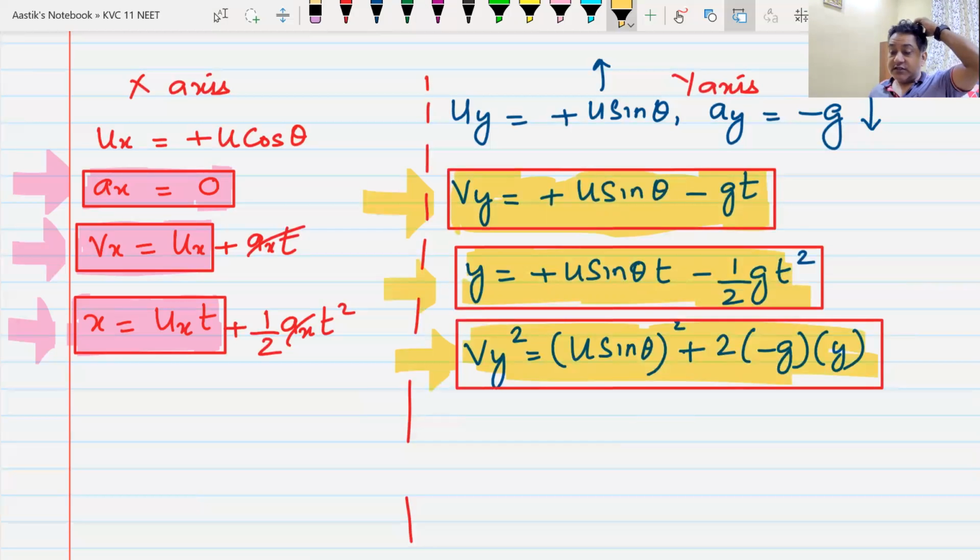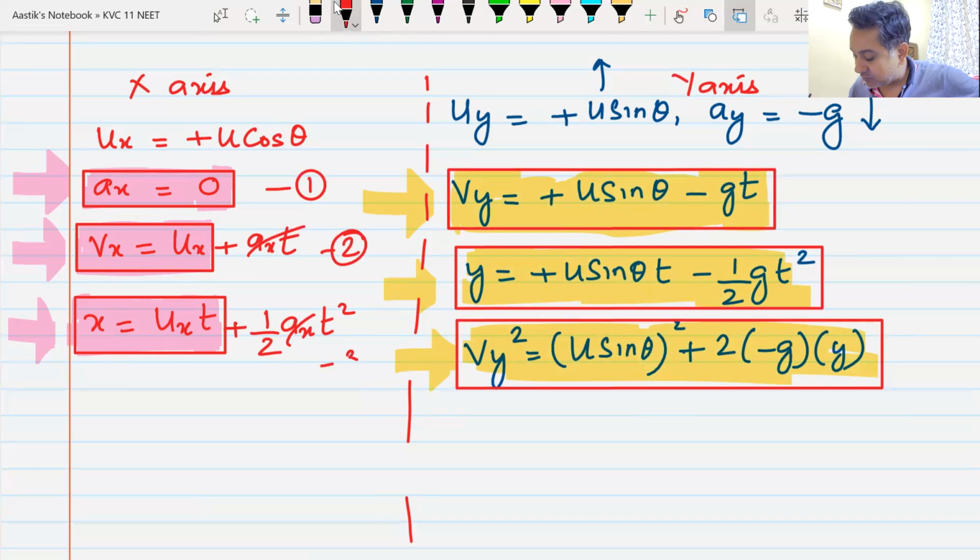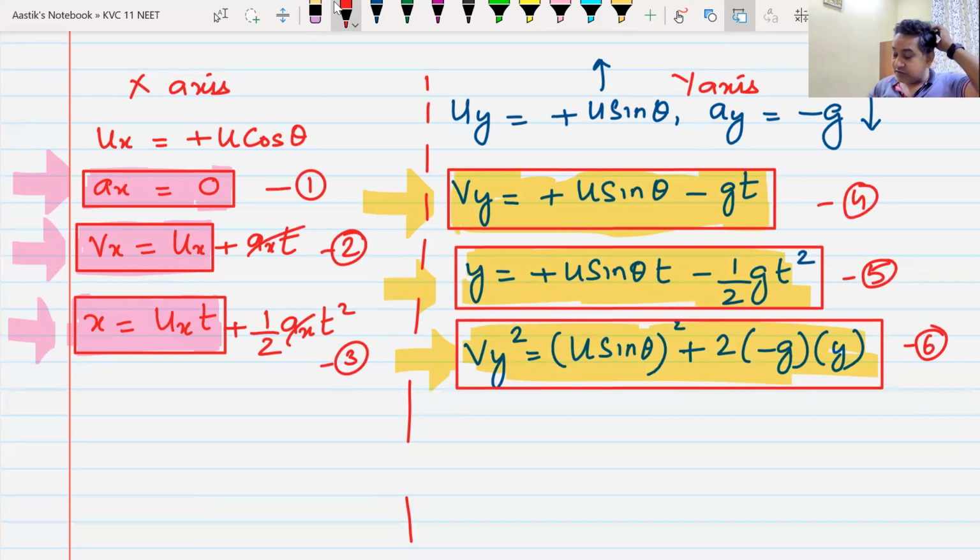So these are the equations. If I number them, equation number 1, equation number 2, equation number 3 along x-axis, equation number 4, equation number 5, and equation number 6, these are the three equations along y-axis. I can solve any question that comes in this particular case. Do we understand this? Yes or no?